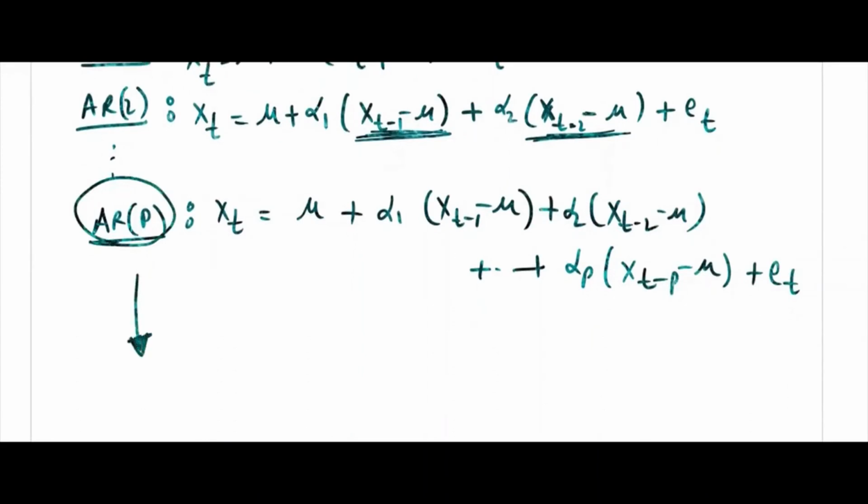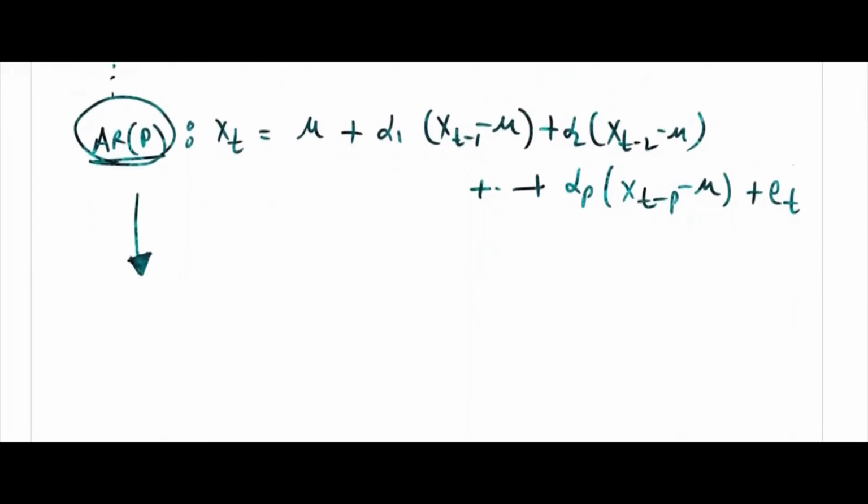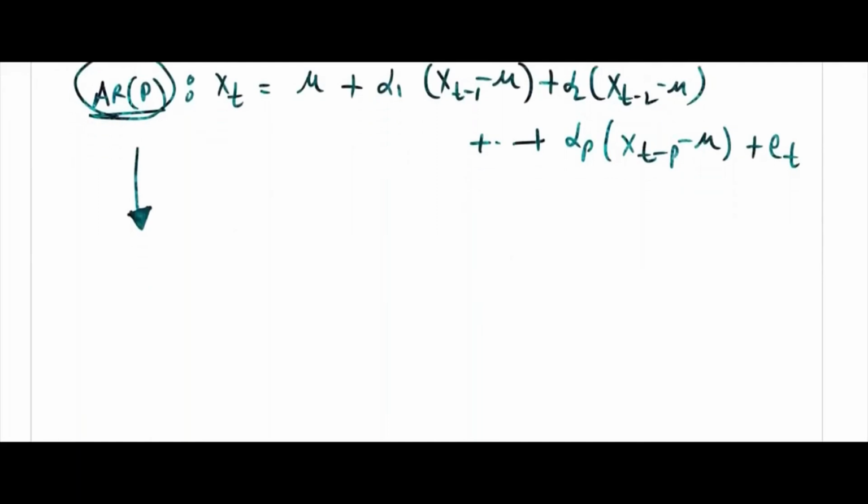But we have a mathematical representation. We'll do that for ARP, and for that we'll bring some notation here. So the first one is nabla xt. Nabla xt is xt minus 1.